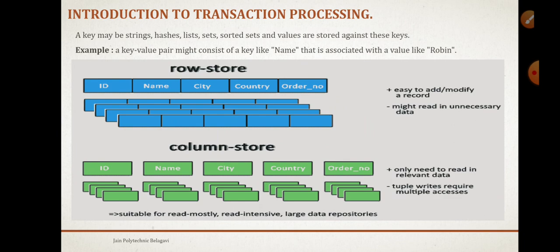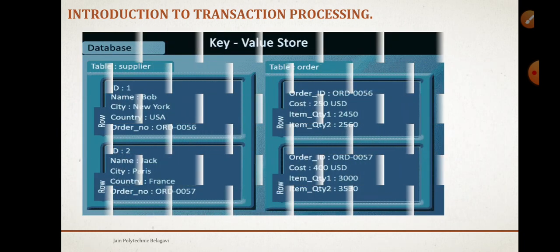In a row store, it is easy to add or modify a record, but it might read in unnecessary data. It will read the exact data row by row. In a column store, we only need to read in the relevant data, but tuple writes require multiple accesses. It is suitable for read mostly, read intensive, and large data repositories. So these are the two stores.